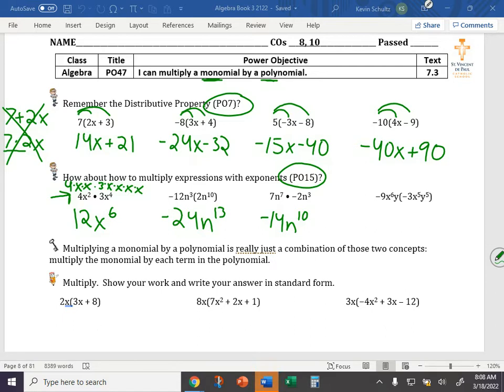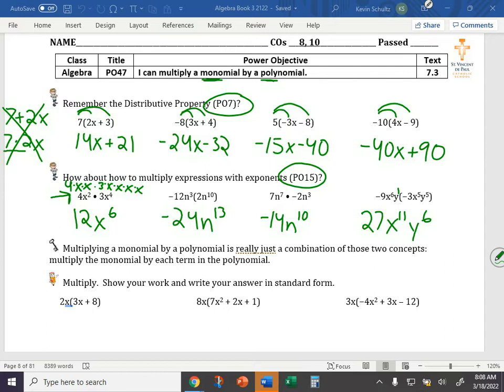Bryn? 27x to the 11th, y to the 6th. Good. 27x to the 11th, y to the 6th. This y, even though it's not written, does have a power of 1. And 1 plus 5 gives us 6. So you've done that before too. And if you understand both PO7 and PO15, you understand PO47. Okay? It's exactly the same thing, just putting those two concepts together.